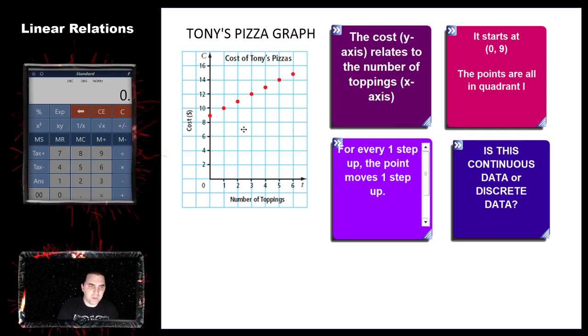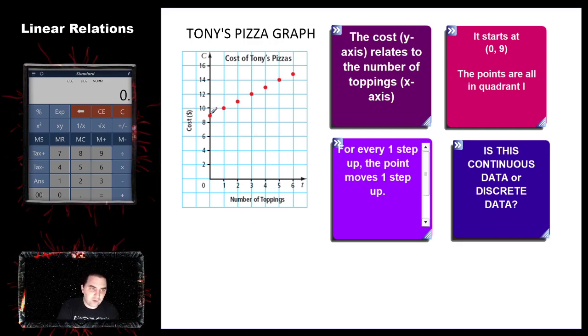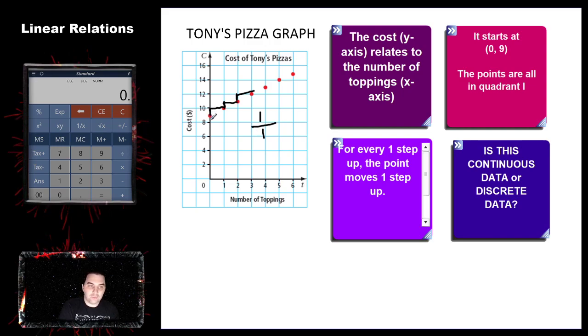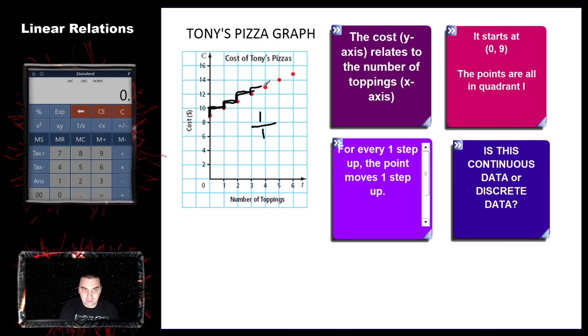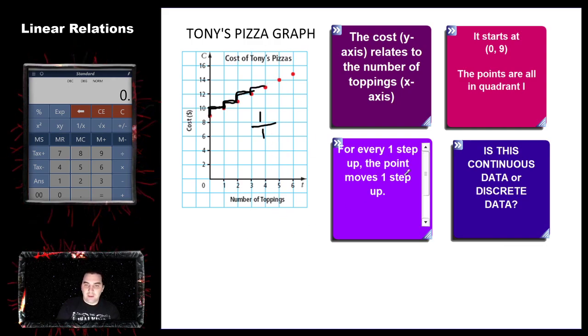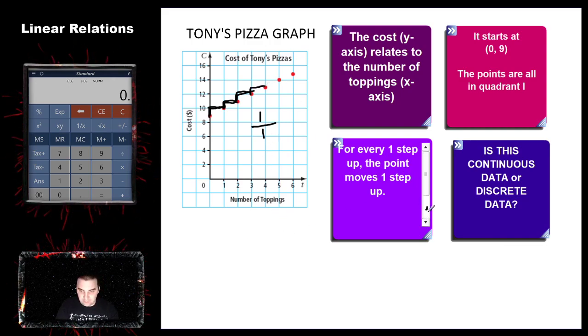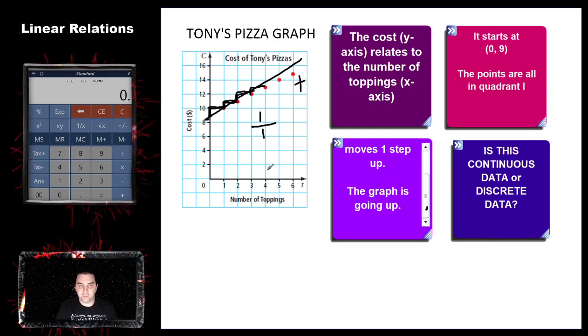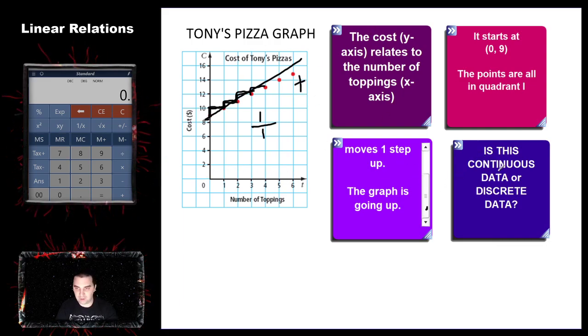What I'm trying to say is for every 1 step up, I go 1 step to the right. 1 step up, 1 step to the right. 1 step up, 1 step to the right. My rise is 1 and my run is 1. Rise, run, rise, run, rise, run. Okay? And there's something else down here. Let's see what it says. The graph is going up. And the graph is going up means it is positive. It's a positive slope.